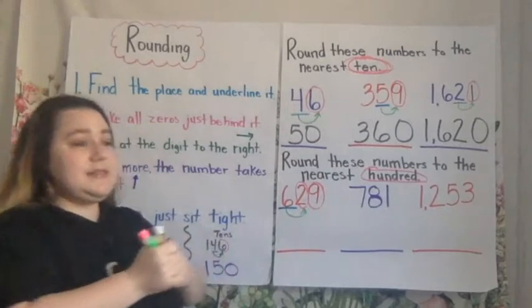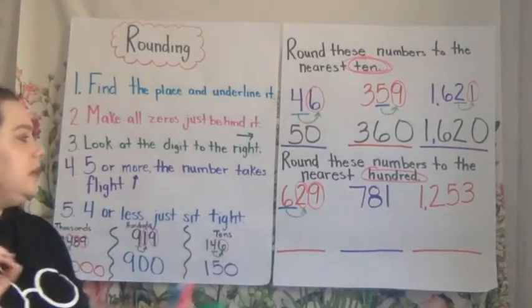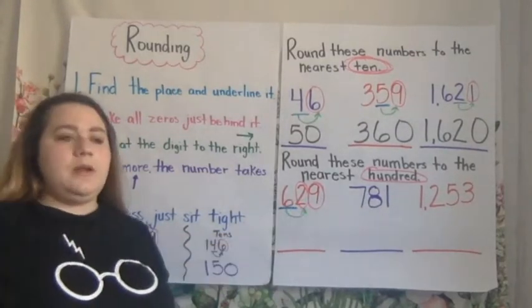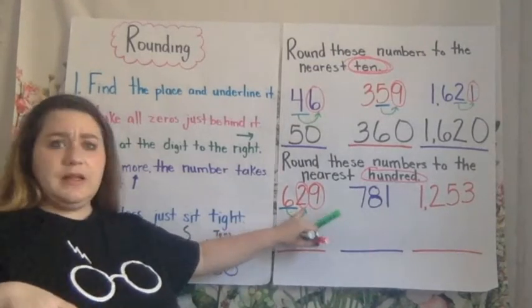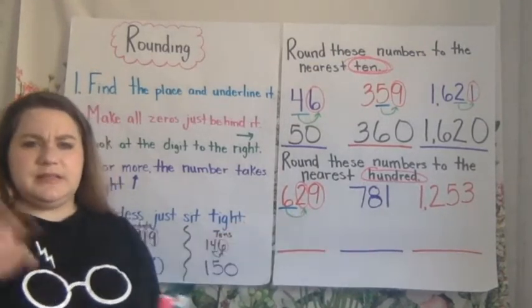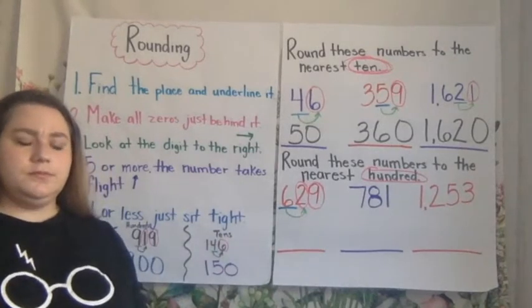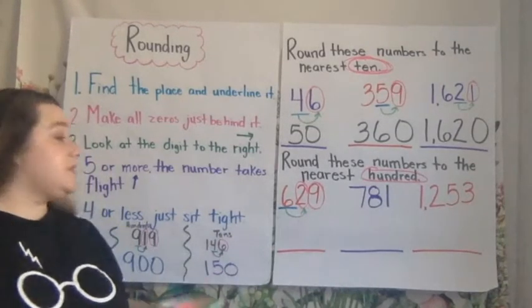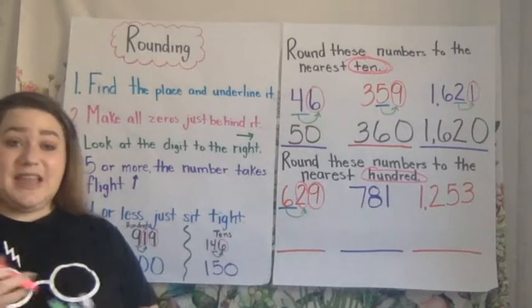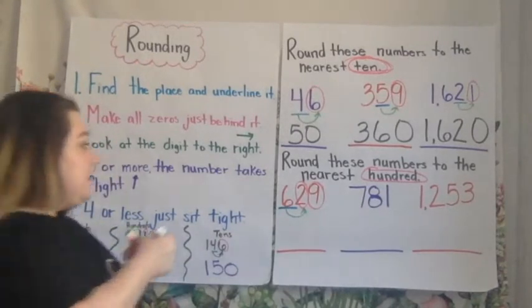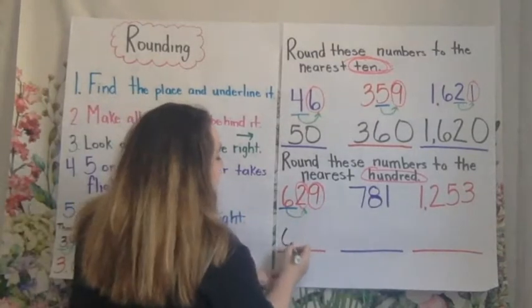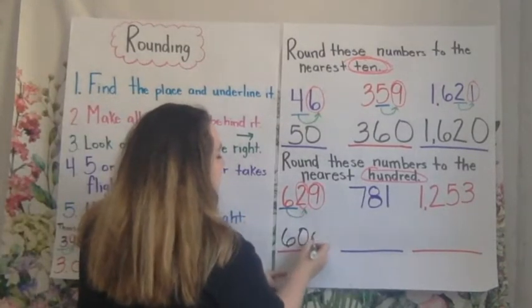All right, so that 6 is looking at the 2. We know 5 or more, the number takes flight. 4 or less, it sits tight. Where does 2 stand? Is it 4 or less or 5 or more? It's 4 or less, so my 6 is going to stay the same, and everything behind it is just going to become that 0. So I write my 6 and bring my zeros down.